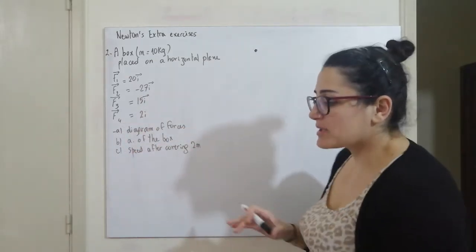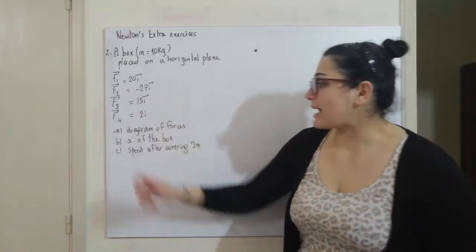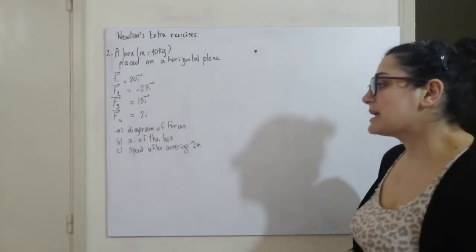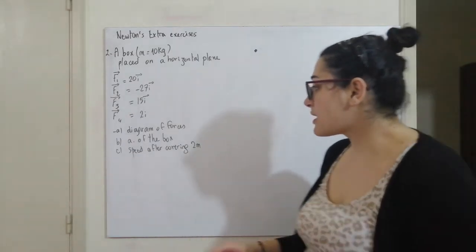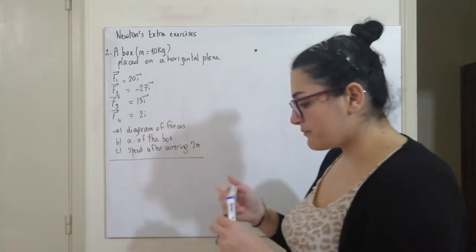Part A, they need to draw the force diagram of the box. Part B, I need the acceleration of the box, and C, I need the speed after covering 2 meters. Now, let's correct A.